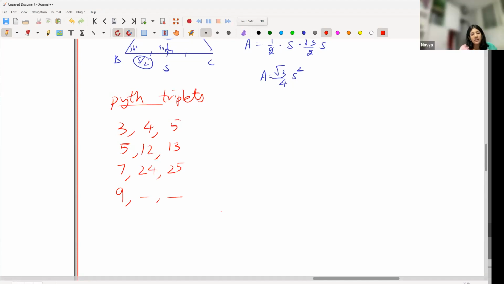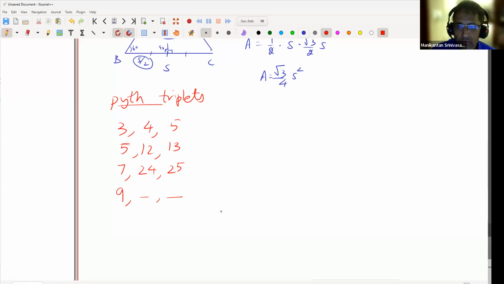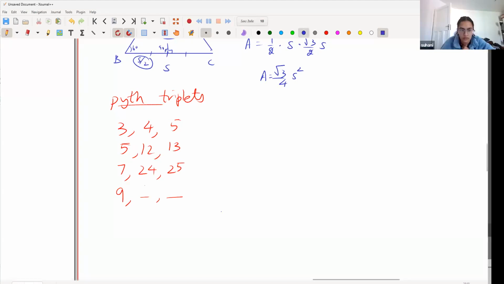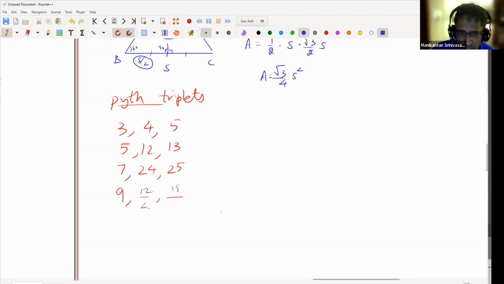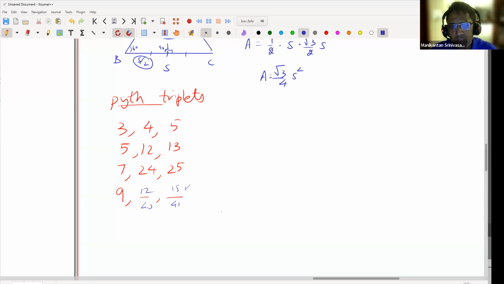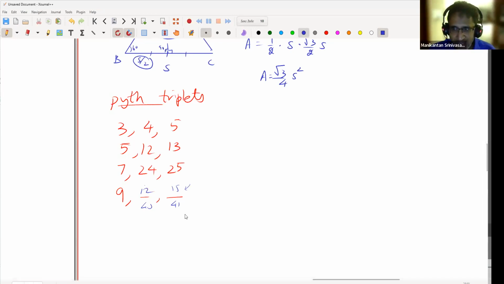12 and 15. Okay, I'm not saying yes or no. 40 and 41. Okay, so you said 12 and 15, 40 and 41. What is the logic, Navya? I just thought that if it's 3, 4, 5, then you just multiply. Yes, you are right in that I didn't clarify. In the simplest form, after simplifying, it should be a triplet. So that way, yes, you are right.